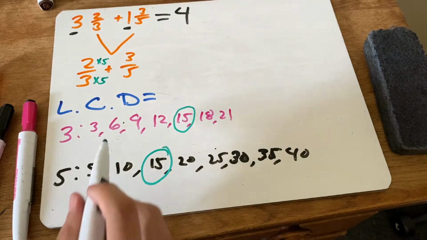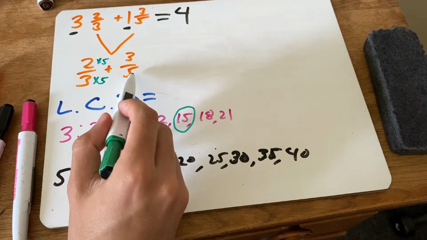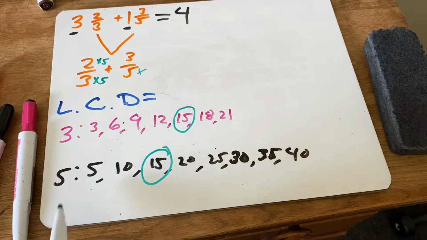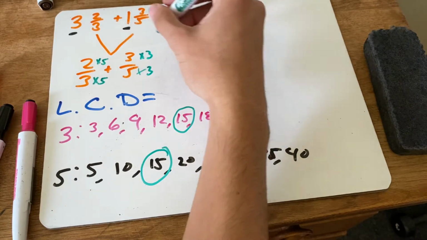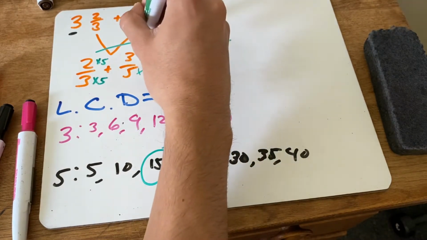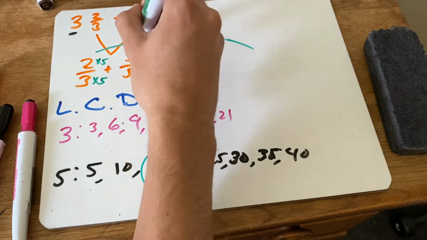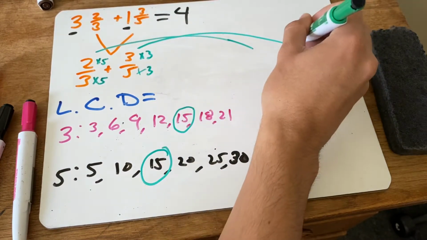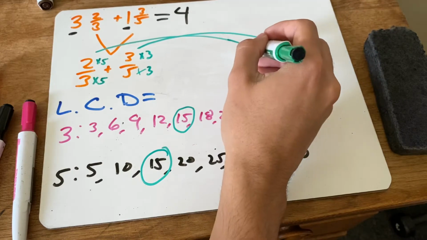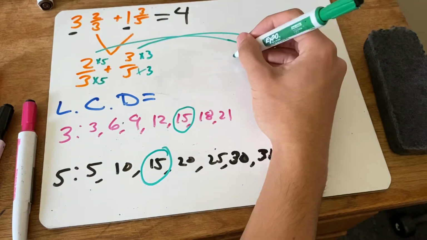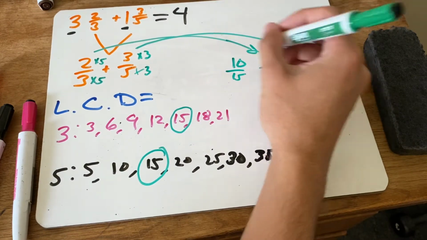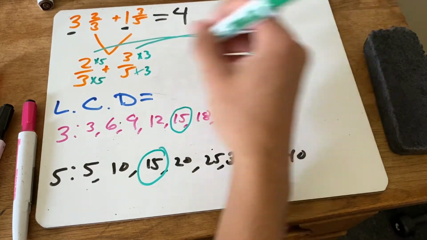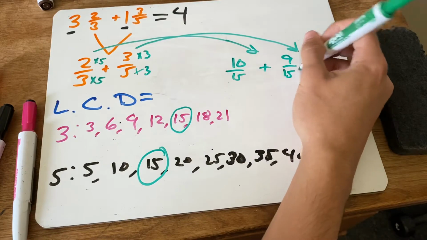How can we multiply the 5? 5 times one number will give us 15. 5 times 1, 5 times 2, 5 times 3. So this also has to be multiplied by 3. So now our fractions are going to change. 2 times 5, 10. 3 times 5, 15. 3 times 3, 9. 5 times 3, 15.